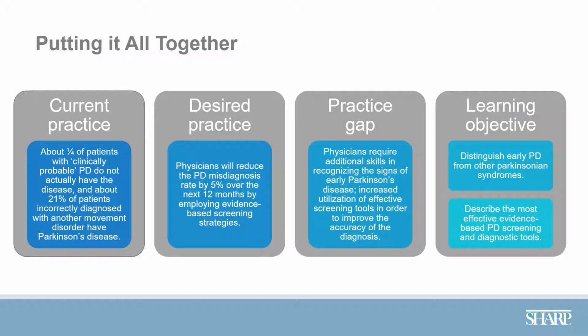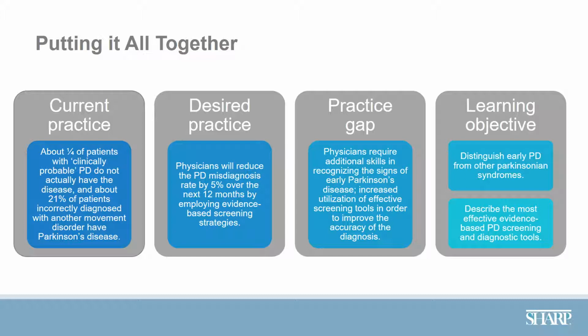So putting it all together, here's an example of an analysis of physicians' treatment of patients with Parkinson's disease or Parkinson-like disorders. And you'll notice with the current practice that the data shows that about a quarter of patients with clinically probable Parkinson's disease do not actually have the disease. And 21% of patients incorrectly diagnosed with another movement disorder do have Parkinson's disease. Well, obviously we don't want a lot of false negatives and false positives, so we need to figure out how to more clearly evaluate patients who could have Parkinson's disease and differentiate between those that have Parkinson's and those that may have some other type of movement disorder.